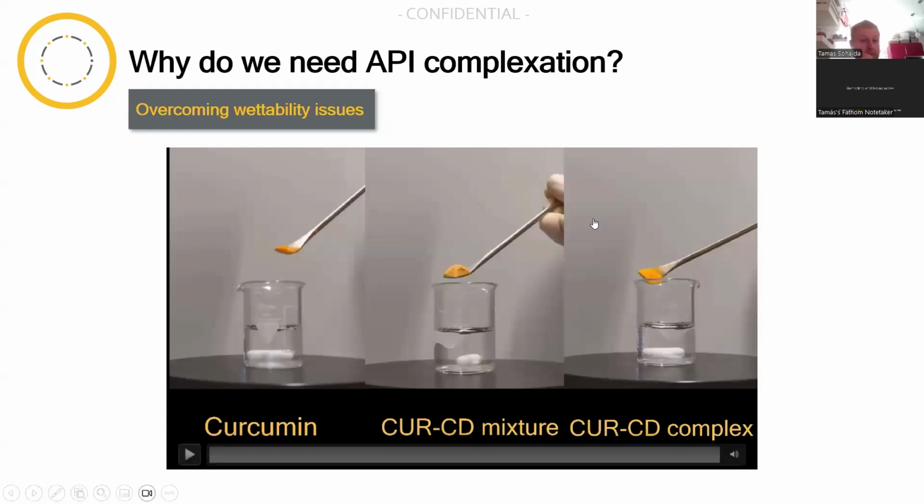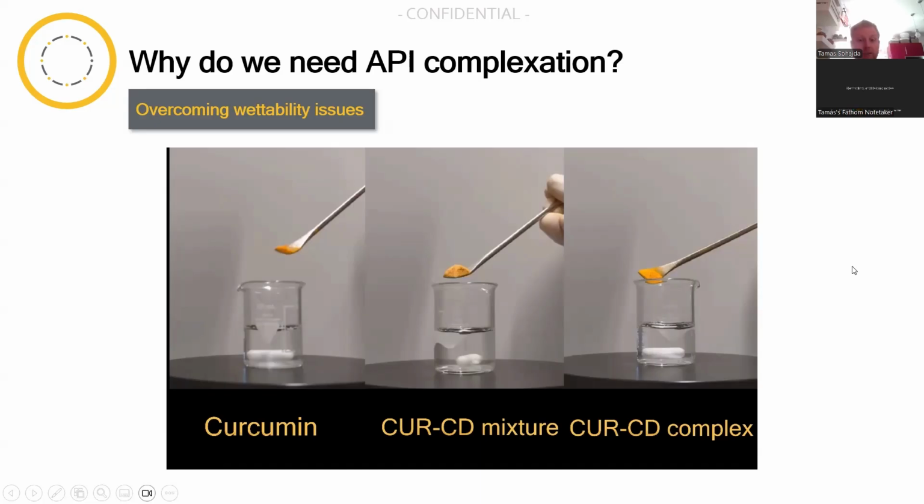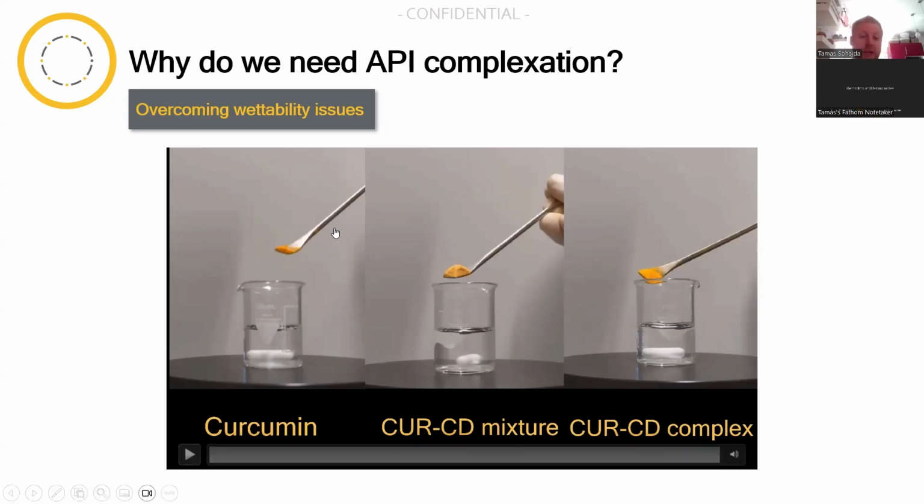Why is it important to make sure that the cyclodextrin is complexed? Because one can think that, okay, it's enough if I just use the cyclodextrin, mix it with the active ingredient, and the complex will form in solid state inherently. This is not true. So what you will see here is naked curcumin physically mixed with cyclodextrin. Here there is no complex. We just mix the two together, and here we actually form a complex.